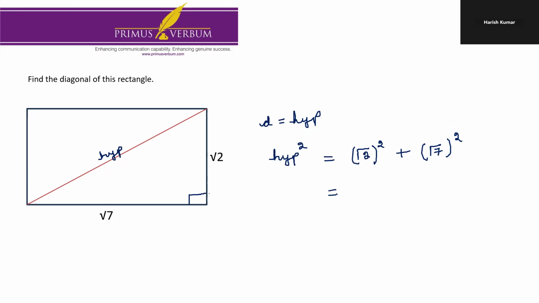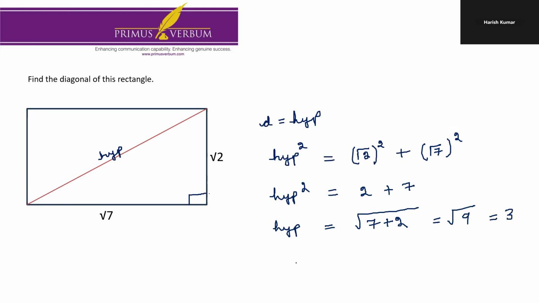So this gives us root 2 whole square is 2 and root 7 whole square is 7, and this is hypotenuse square. So that means the hypotenuse is going to be equal to square root of 7 plus 2, which is square root of 9, which is 3, because 3 3s are 9.